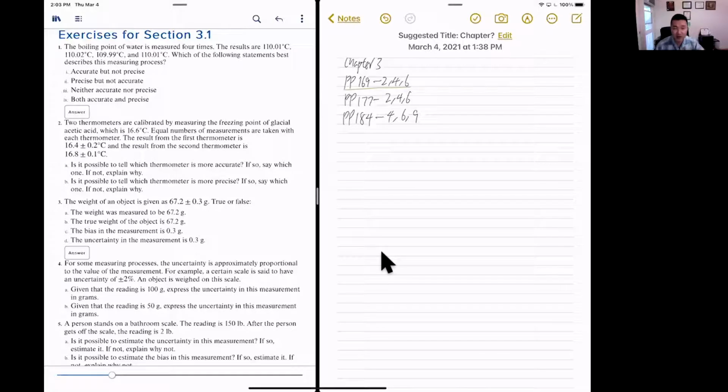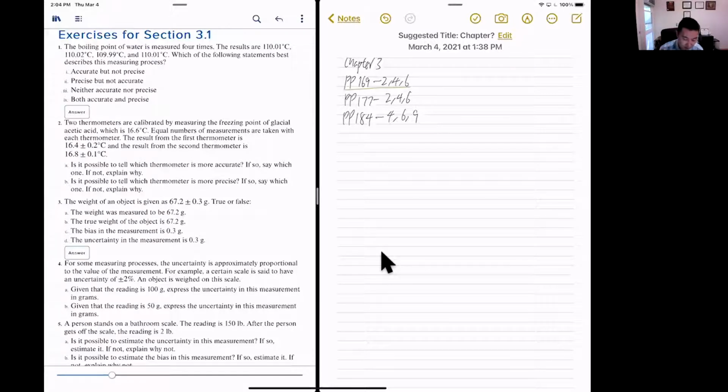So today is chapter 3 practice. The first question is on page 169, question number 2. Chapter 3 is propagation of error. In the first question, we have 2 thermometers calibrated by measuring the freezing point of glacial acetic acid, which is 16.6 degrees Celsius. Equal numbers of measurements are taken with each thermometer, and here are the results.